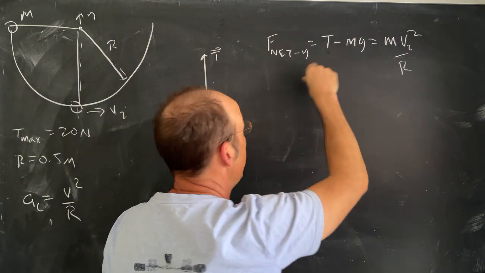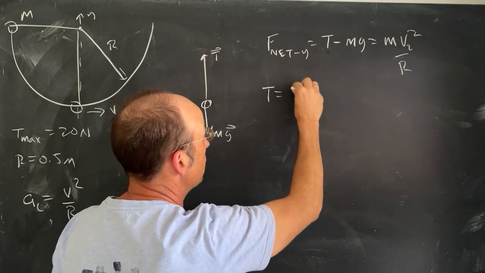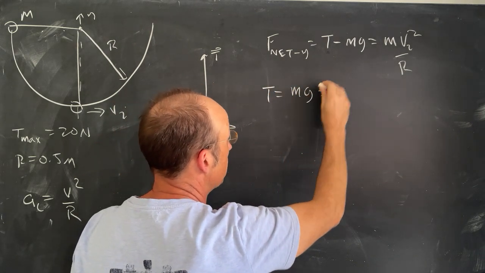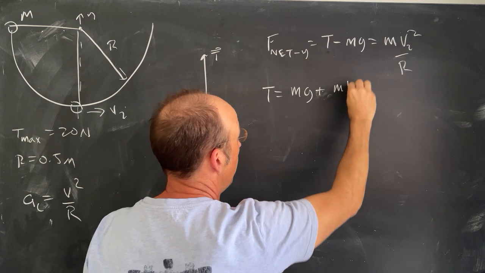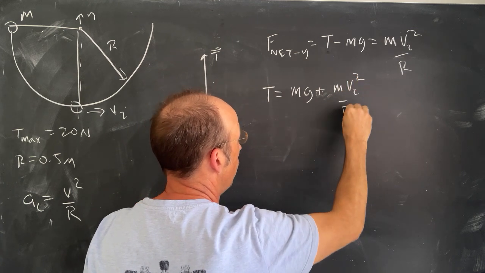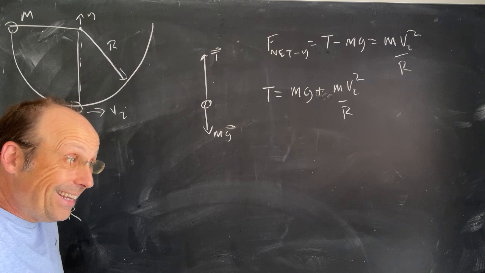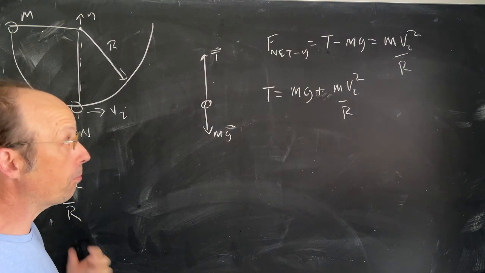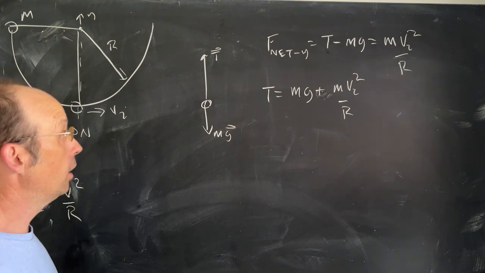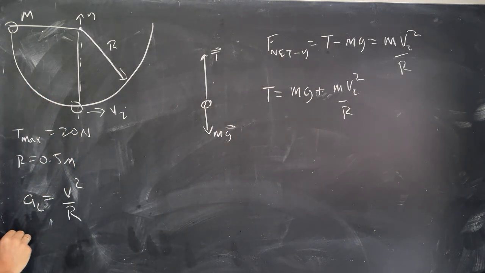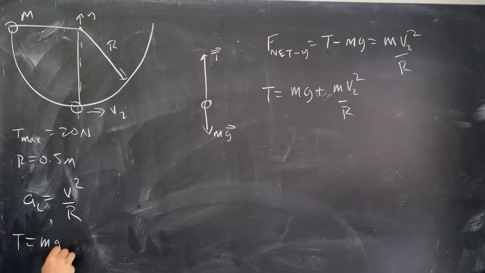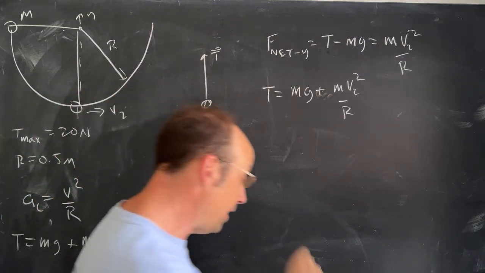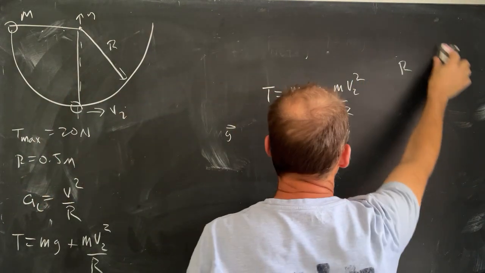So I can solve for the tension. T equals mg plus m v2 squared over r. But I don't know how fast it's going. So now I need to go back and do a different problem to find out how fast it's going. Let's write this little result over here. T equals mg plus m v2 squared over r. Now, if I just find my v2, then I'll be all set.